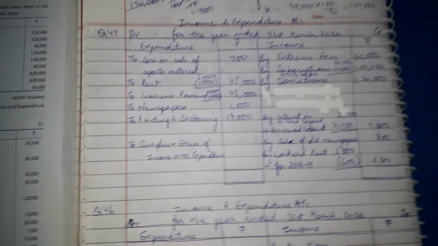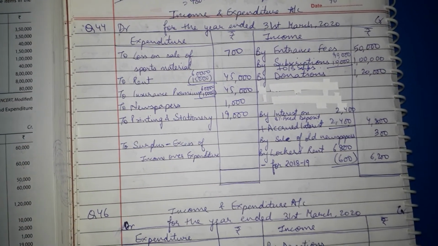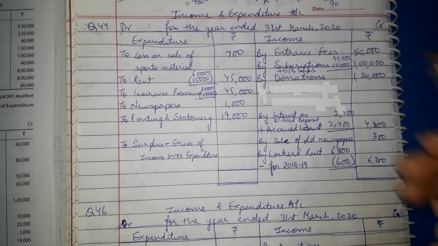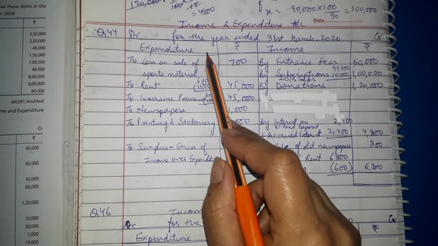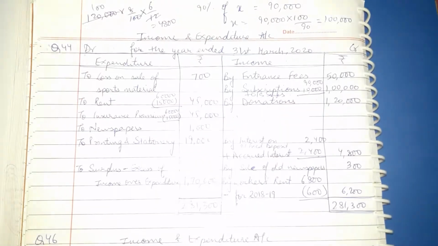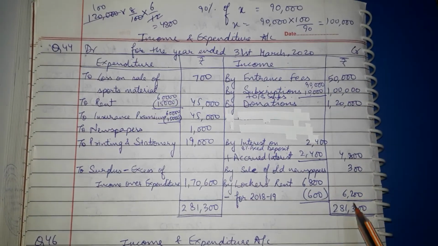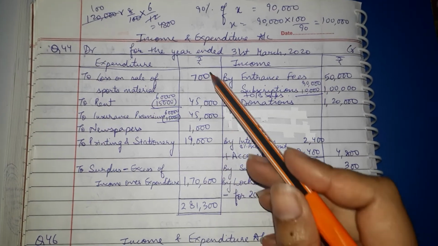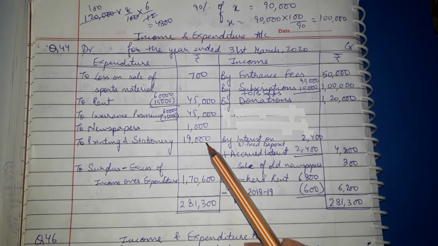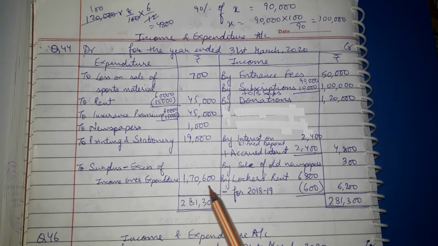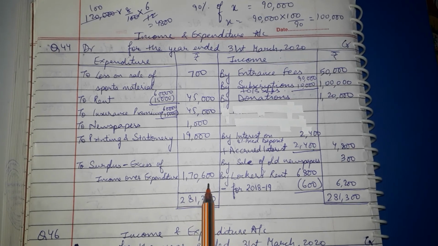Next we see printing and stationery, again it is a regular expense, so it will be debited to income and expenditure account. On solving this particular account, we will get the surplus when income is greater than the amount of expenditure. By adding all of these items and deducting the amount of expenditure incurred during the year, we will be able to calculate the surplus as 1,70,600.